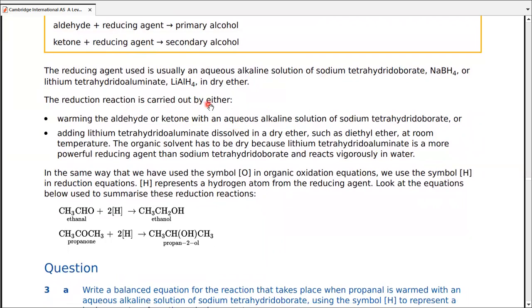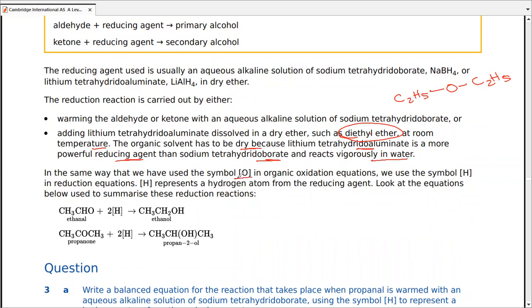Now, the reduction reaction is carried out either by warming the aldehyde or the ketone with NaBH4, or by adding LiAlH4 dissolved in dried ether. You can use diethyl ether. The name diethyl ether means C2H5 connected with O, connected with C2H5: ethyl, so diethyl, and O stands for ether. At room temperature, the organic solvent has to be dry because LiAlH4 is a more powerful reducing agent than NaBH4 and reacts vigorously with water.